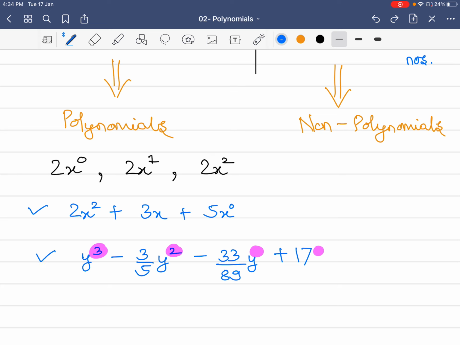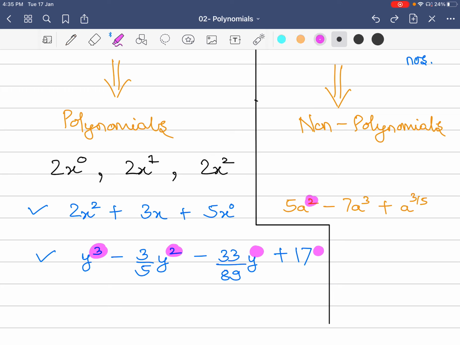Let's consider an example which is not a polynomial. So let me draw this line here. I'll continue this line like this. So an example which is not a polynomial, for example, consider this: 5a square minus 7a cube plus a raised to 3 by 5. So here you can see that this exponent is a whole number, but this exponent is not a whole number.